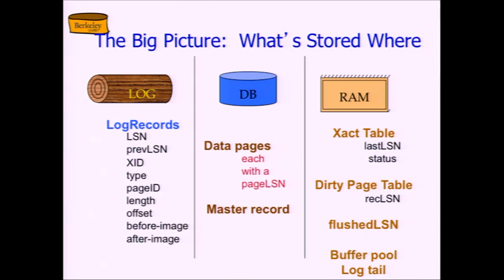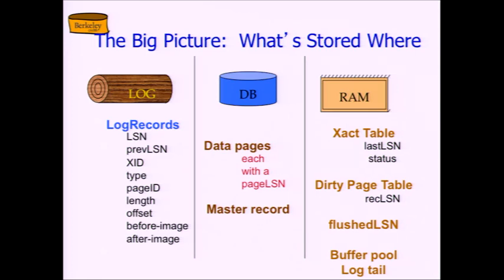Good? Last thing, the dirty page table. Remember what that is, the recLSN. That's the oldest update to that page. It's the first update that changed the page in memory that's not in the database. We can also reconstruct that during analysis because the database page is going to have a last LSN on it. And we're going to read the log forward, and we're going to see if we see an update to that page. And the first update we see to that page is the recLSN. So we know the recLSNs of the dirty page table. We know the last LSNs.